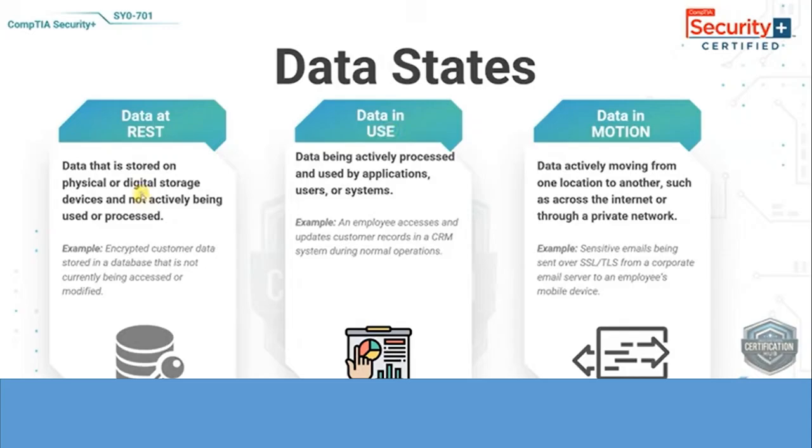The next is data in motion. There is a difference between data in use and data in motion. Data in motion is actively moving from one location to another, such as across the internet or through a private network. For example, sensitive emails being sent over SSL/TLS from a corporate email server to an employee's mobile device. This is data in motion.